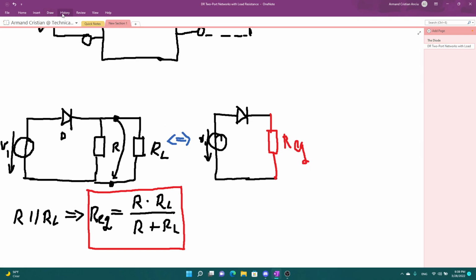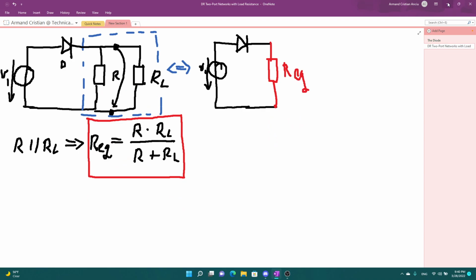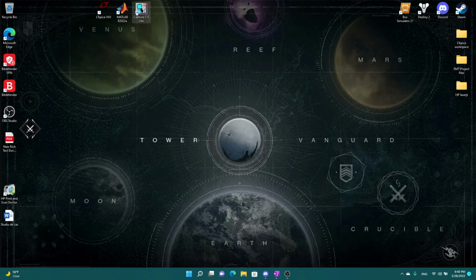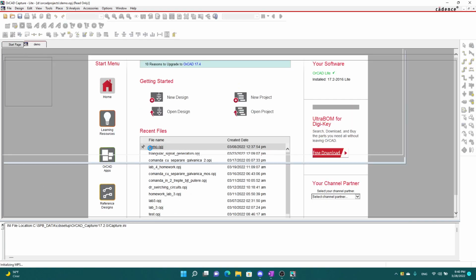Okay, so make sure to pay attention. These two resistors, R and RL, are in parallel, and it doesn't matter if we work with this circuit or the other circuit, the output should be the same. And to see that happen, I'm going to open OrCad this time. I'm going to open the project in which I already created the circuits.